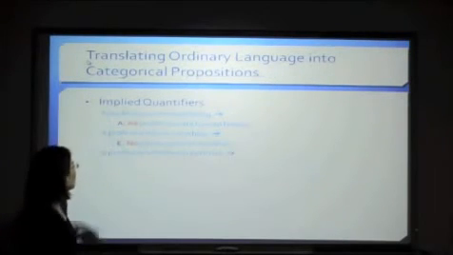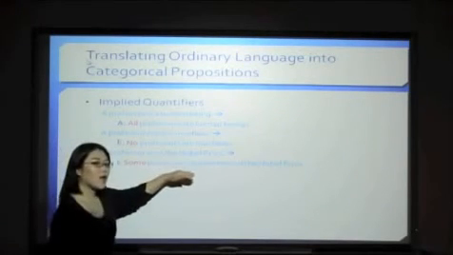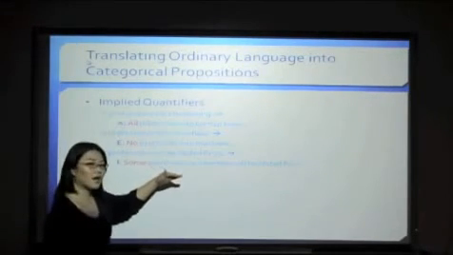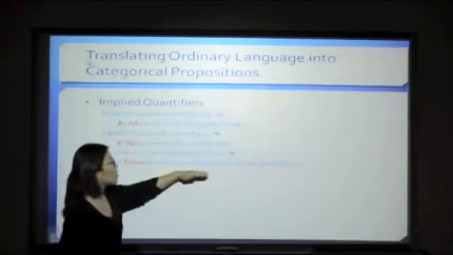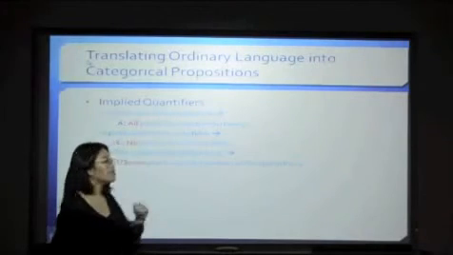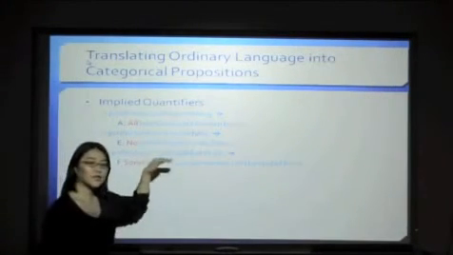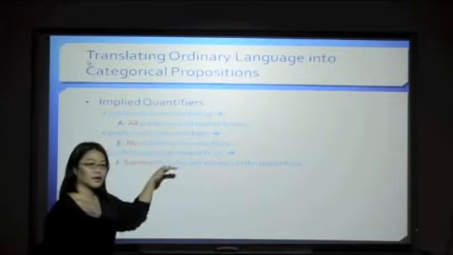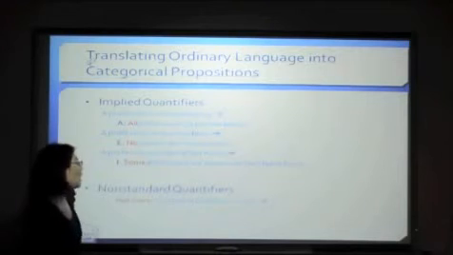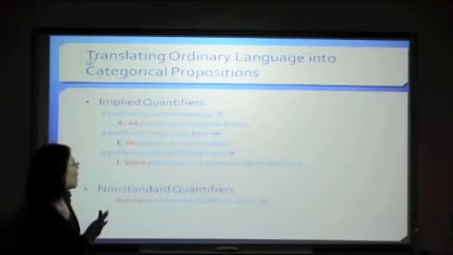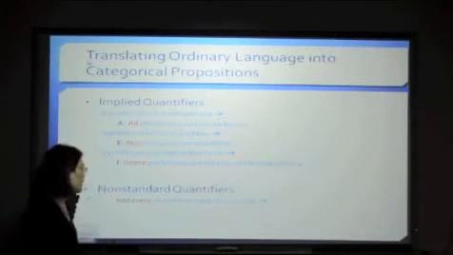And then the statement, a professor won the Nobel Prize, because we're talking about probably at least one professor, means some professors are winners of Nobel Prizes. So we went ahead and added the quantifiers here according to the intent or the meaning of the ordinary language statements given.